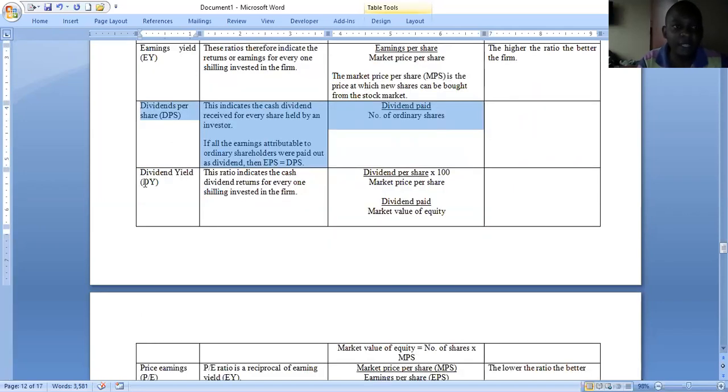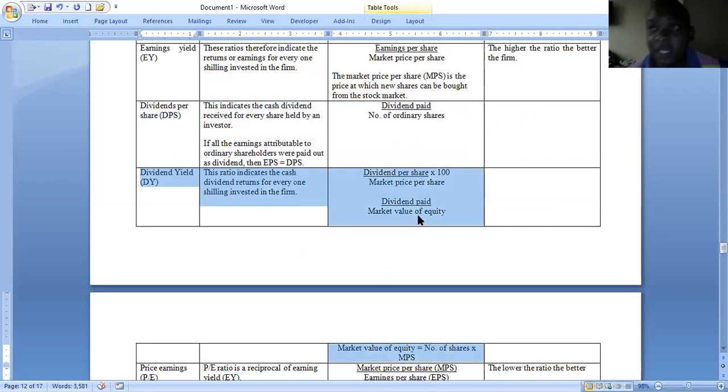Then we have the dividend yield. The dividend yield indicates the cover of dividend per share on the market price per share. How many times does the dividend per share cover the market price per share? So it's equal to the dividend per share divided by the market price per share.